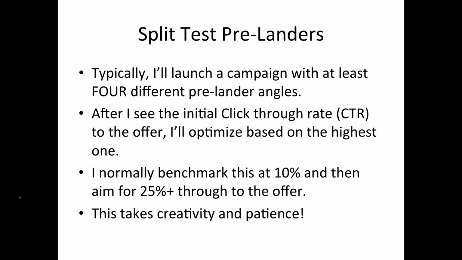So I want to start normally with at least 4 different angles, so 4 different shells of the pre-lander, meaning that I don't just have the same type of shell, the same type of HTML with different headlines and stuff. I have completely different shells for my offers, so they actually view differently with my call to actions in different places, and one's less image heavy, and all kinds of different things, because I want to see which one is going to get the best click-through rate for my traffic.